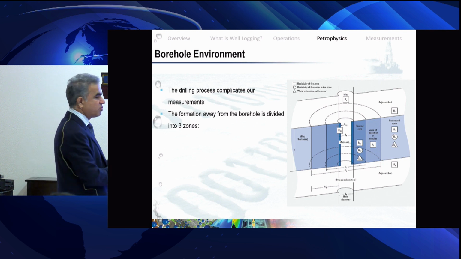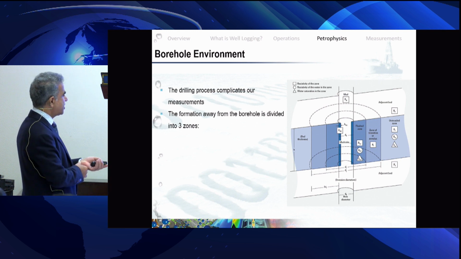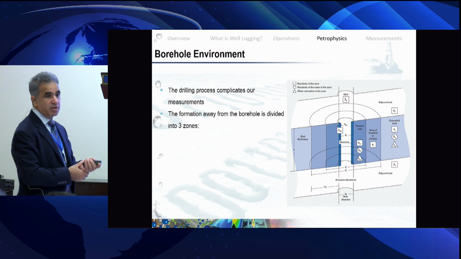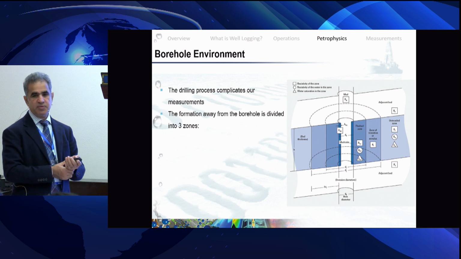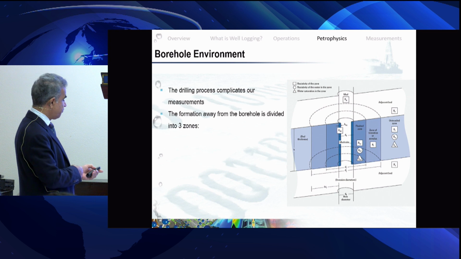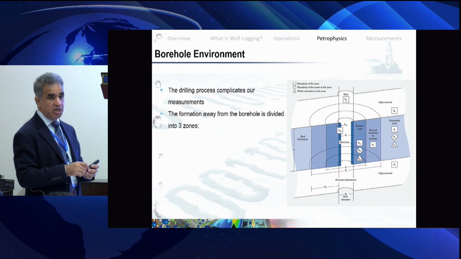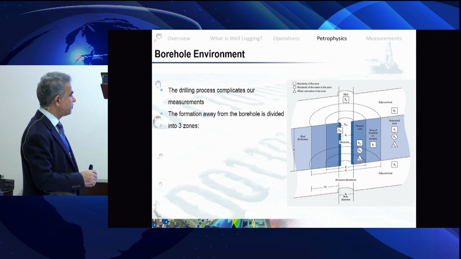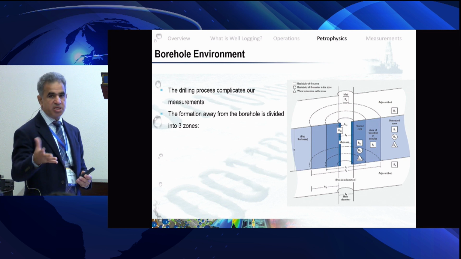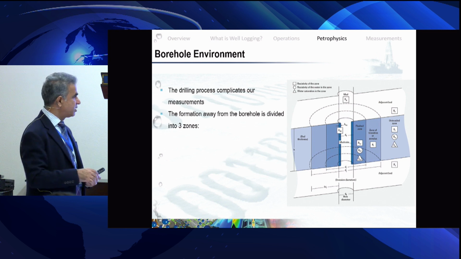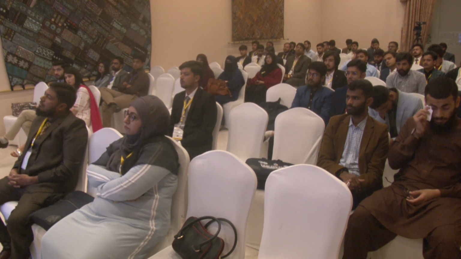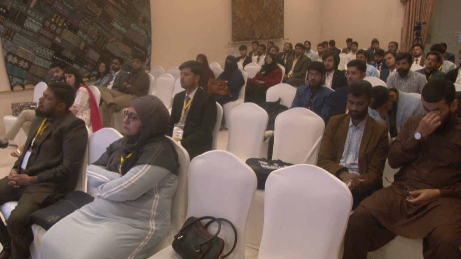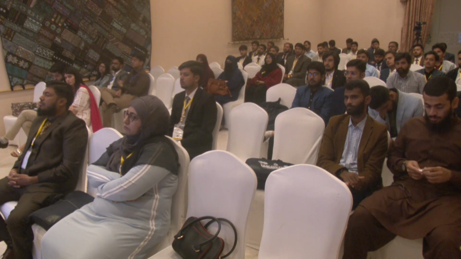The formation away from the borehole is divided into three zones. We call them flushed, transition, and virgin. The first, which is fully the dark blue, is basically flushed by the borehole fluid, mud or water, flushing the hydrocarbon away. Second is transition, meaning partially: some mud, some hydrocarbon. The last one means the drilling mud has not gone in deep enough, so it is still keeping the formation fluids untouched.